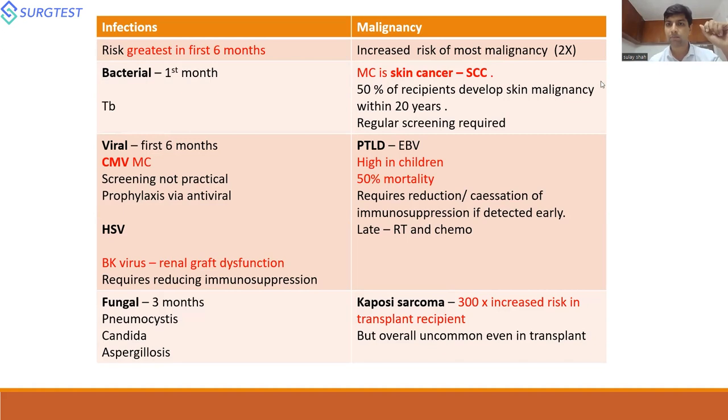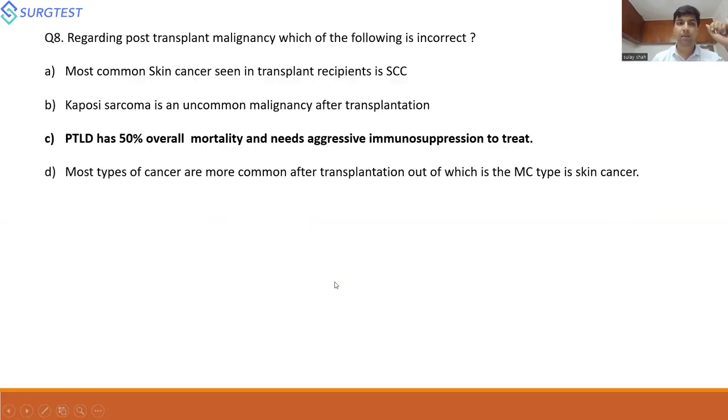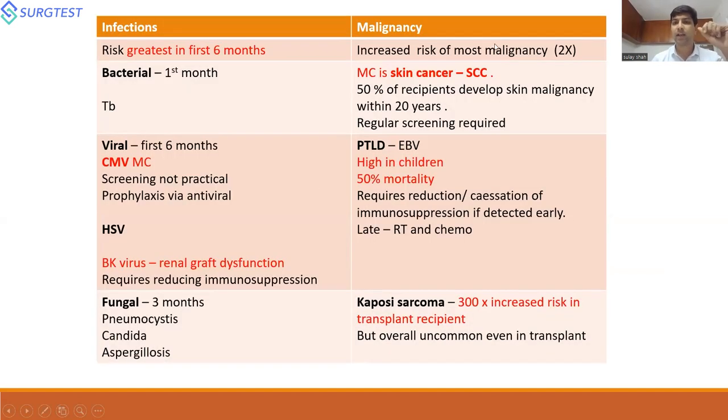Okay, what is the answer to the last question here? The answer to the last question basically is that Kaposi sarcoma being uncommon after malignancy is a correct statement, but PTLD needs aggressive immunosuppression is the wrong statement, because it does not need aggressive immunosuppression. It requires reduction of immunosuppression, not more immunosuppression. Understood? Is that clear, Naveen?